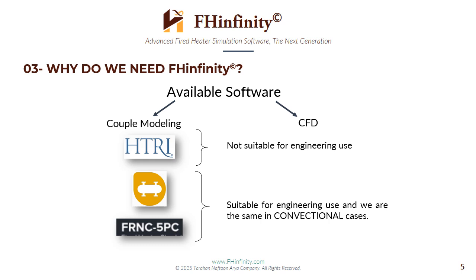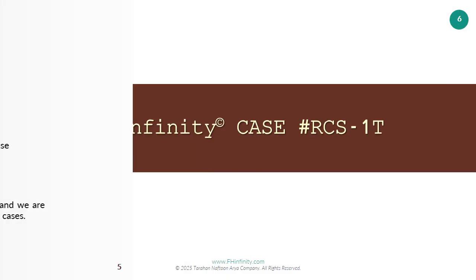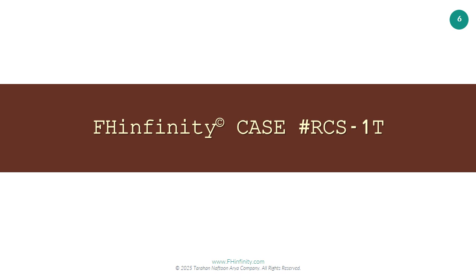In terms of supported heater types and computational capabilities, FHinfinity goes far beyond both EDR and FRNC 5PC. Think of it this way, whatever they can do, we can do too. But we also offer a vast array of advanced features that they simply don't support. And for those common, conventional cases where both tools are applicable, our benchmark studies show that the results are virtually identical. In the next few slides, we will demonstrate this clearly. We'll present detailed benchmark results against Aspen EDR for standard heaters, proving that we match their accuracy while offering much more.